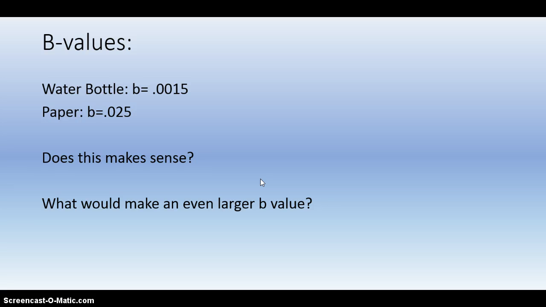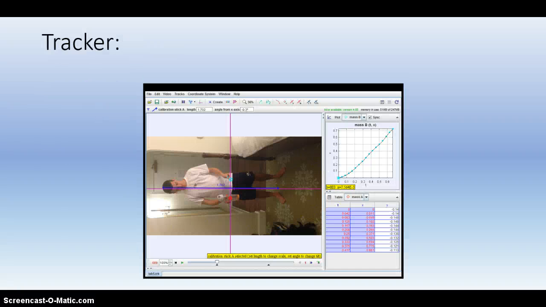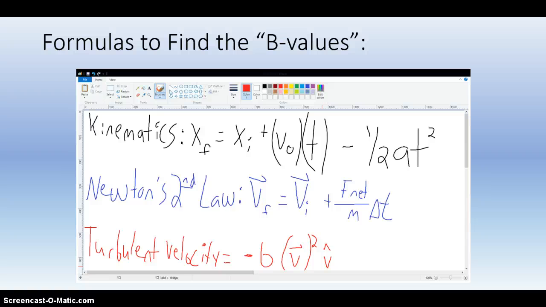We found the B values using that VIDLE program based on the Tracker data we found from the video that I took. The water bottle's B is 0.0015 and the paper's B is 0.0025. So the question I want to ask is, does this make sense? We'll go back to the formulas that we had earlier. The turbulent velocity being negative B times the velocity squared, times v hat, which is the direction of the velocity. So this would make sense. The paper has a larger B, so the velocity would not be as high.